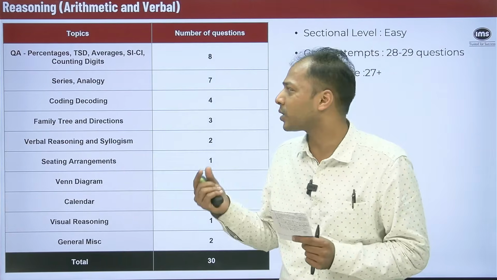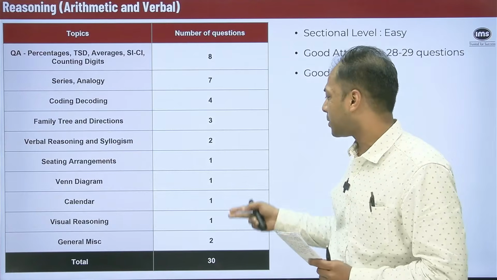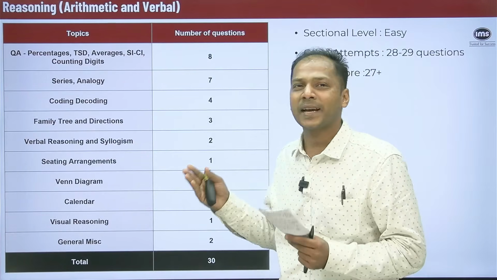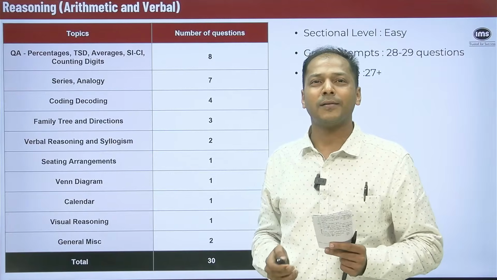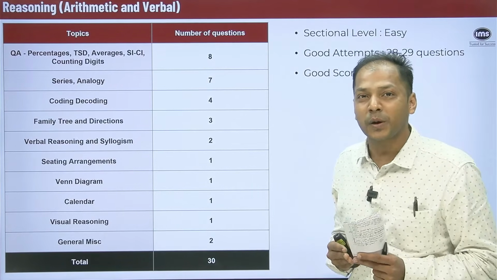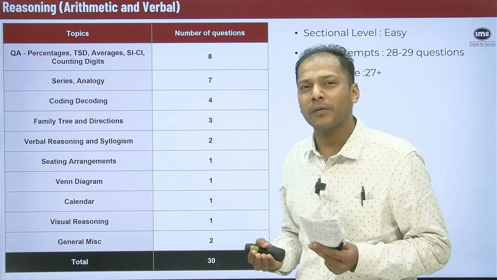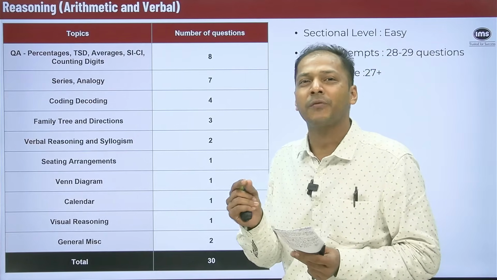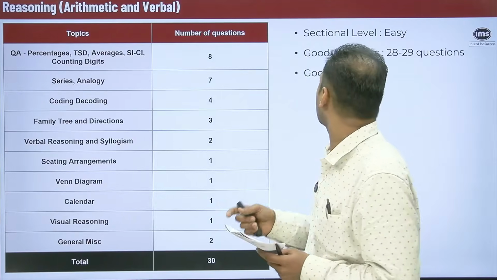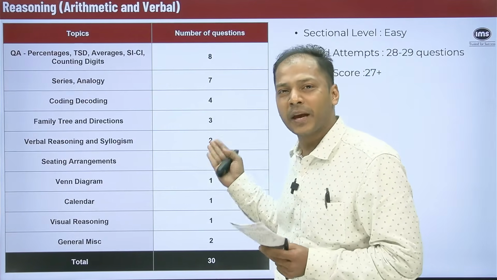But apart from the QA, the reasoning part was quite manageable. You had series and analogy based questions. We had enough time. Generally in reasoning, people make mistakes because we have limited time. But if there were a few 2-3 difficult or moderately difficult questions, you could have managed those by giving them extra time.